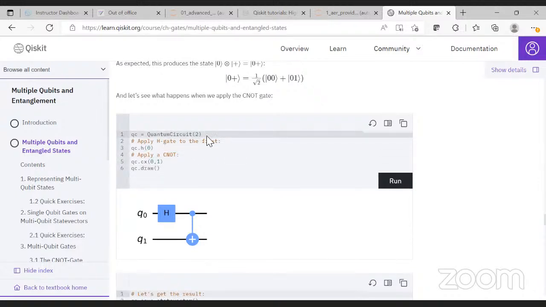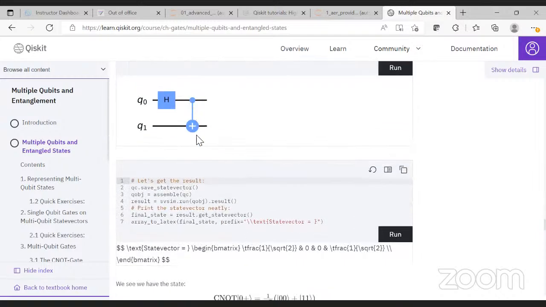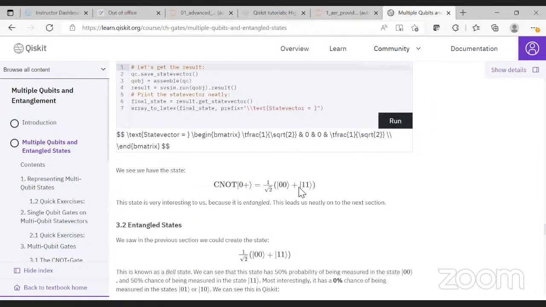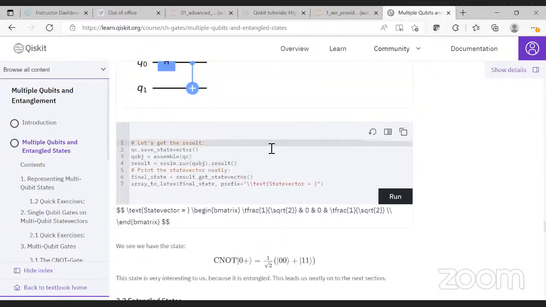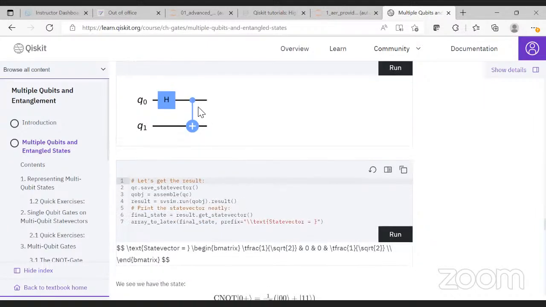You create a quantum circuit, apply Hadamard to the first qubit, and then apply CNOT to the second, and then you get to the 0,0 state. Maybe it's not possible today, but I can still give you a sense of why it's happening. Because what Hadamard does is put the first qubit in superposition, which means now the state on the first qubit is 0 plus 1, an equal superposition.